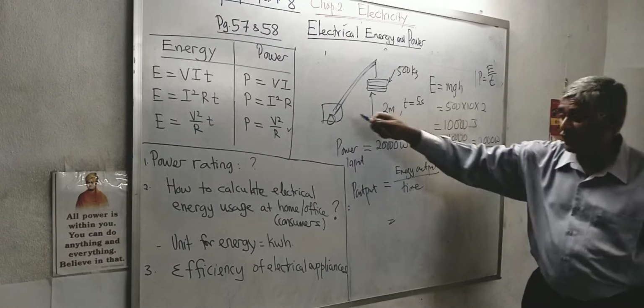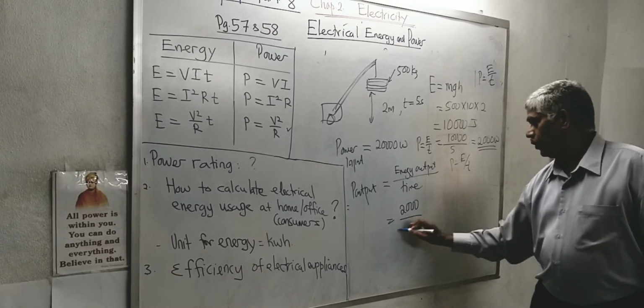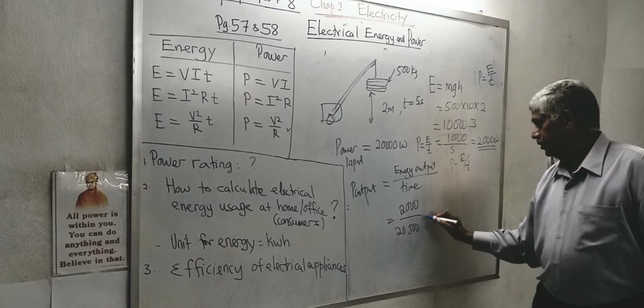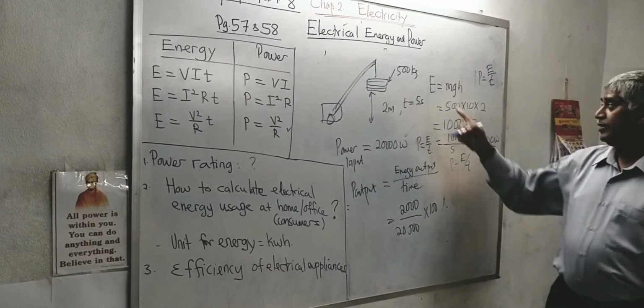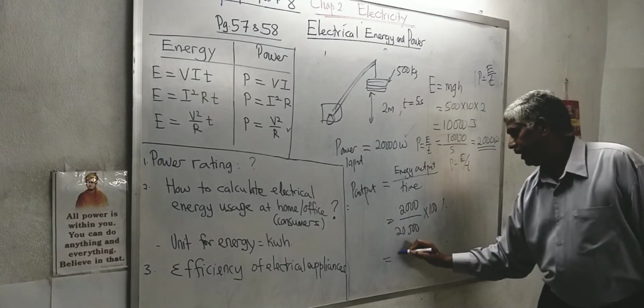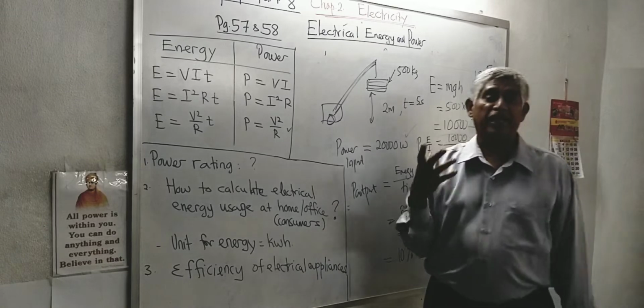So therefore the efficiency of the crane is 2000 over 20,000 times 100%. These are all given. So you only can get 10% efficiency. That means the crane is only working at 10% efficiency.